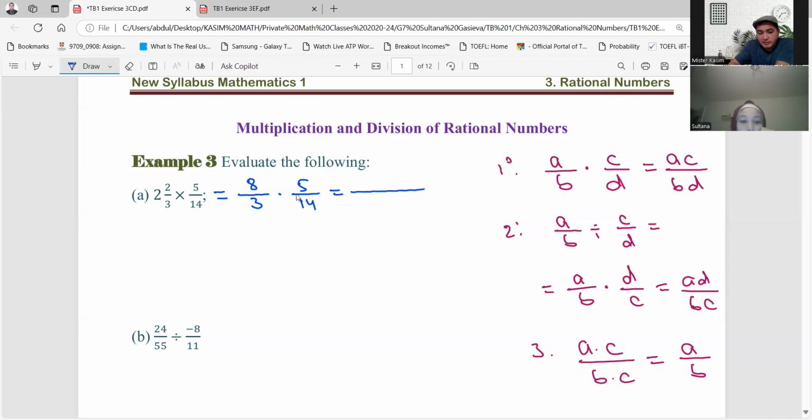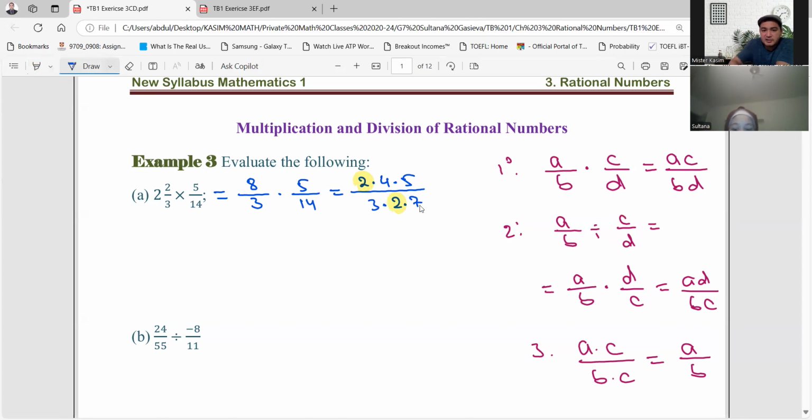Simplify first. As you see here, 8 and 14 are even numbers, so that means I can simplify them. I can write 8 as 2 times 4, and here we have 5, and 3 times 14. I can write 14 as 2 times 7. You see this 2 and 2, they are common factors, right? So they cancel each other.